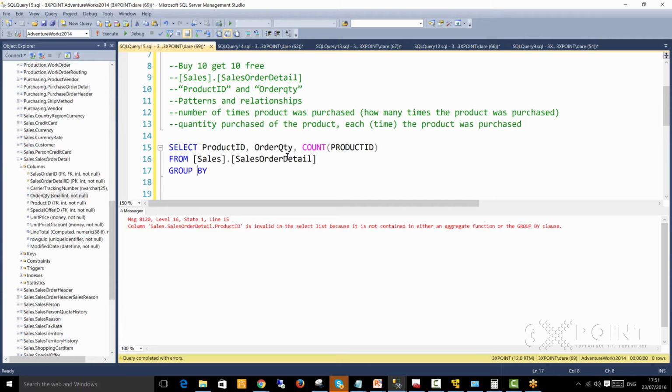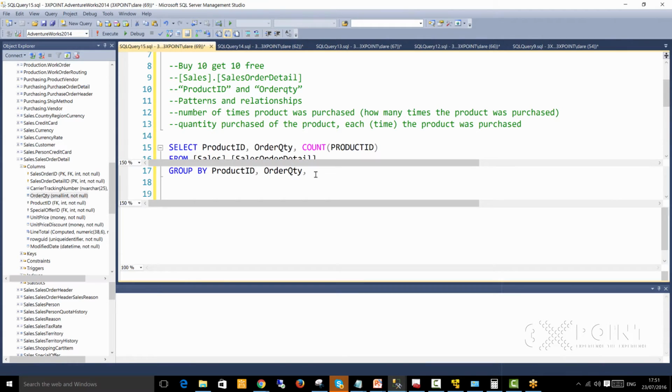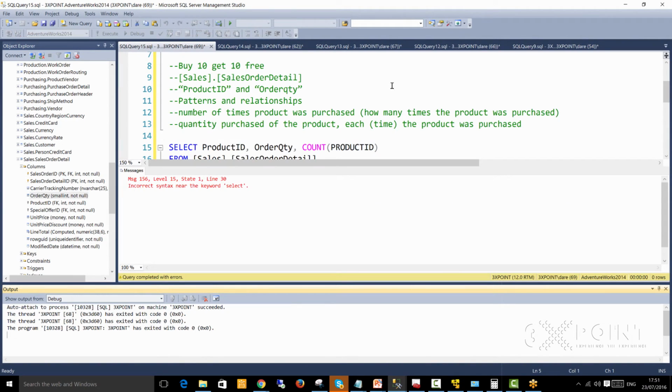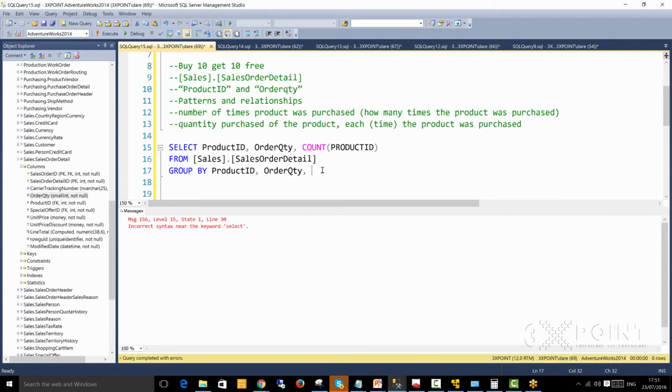Group by. So anytime you have an aggregate function like this, all the columns in the select list have to exist in the group by. Oops, sorry. I pressed something else. Just cancel it. So it has to be like this.